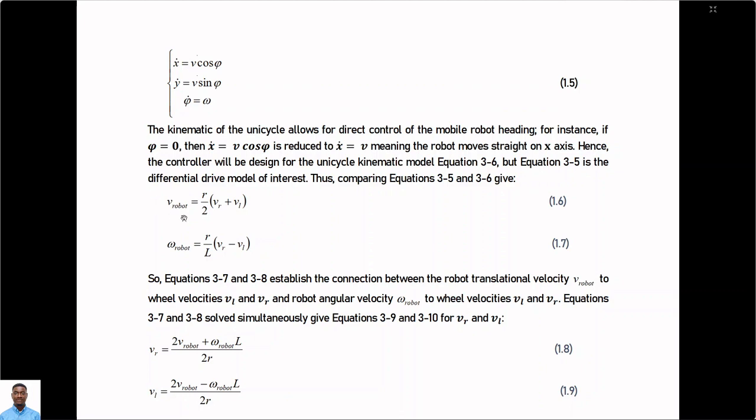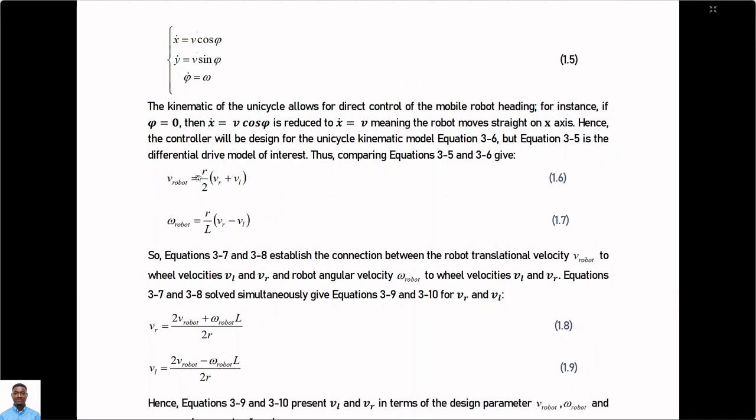For a differential drive mobile robot, the velocity of the robot will be the radius of the wheels divided by 2, into the velocity of the wheel on the right plus that of the left, and the orientation of the robot itself will now be r divided by l into VR minus VL, just like what you have here. So your V robot is the robot velocity itself, while VL and VR are the velocity of the right and left wheel, and the angular velocity is your omega robot.